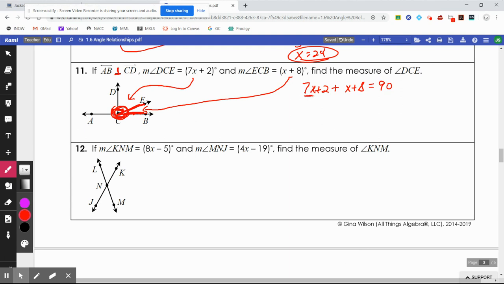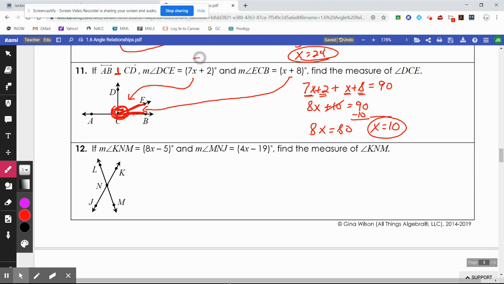Combine some like terms here. 7x and x gives me 8x. A positive 2 and a positive 8 would give me a plus 10. Bring down equals 90. I move my plus 10 by subtracting 10, gives me 8x is 80. So divide by 8, and that tells me that x is 10. So now everywhere I have an x, I can put a 10.